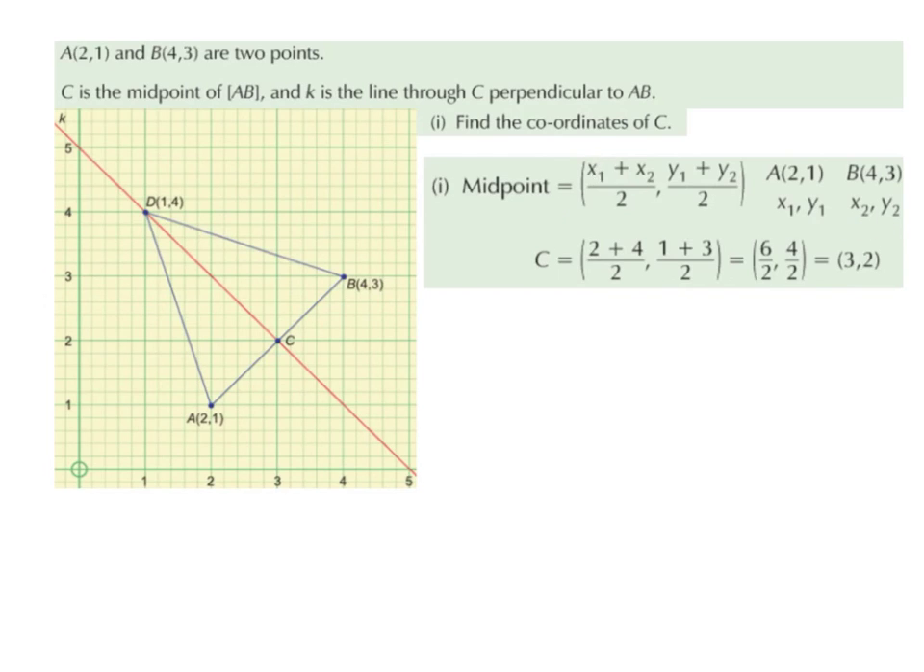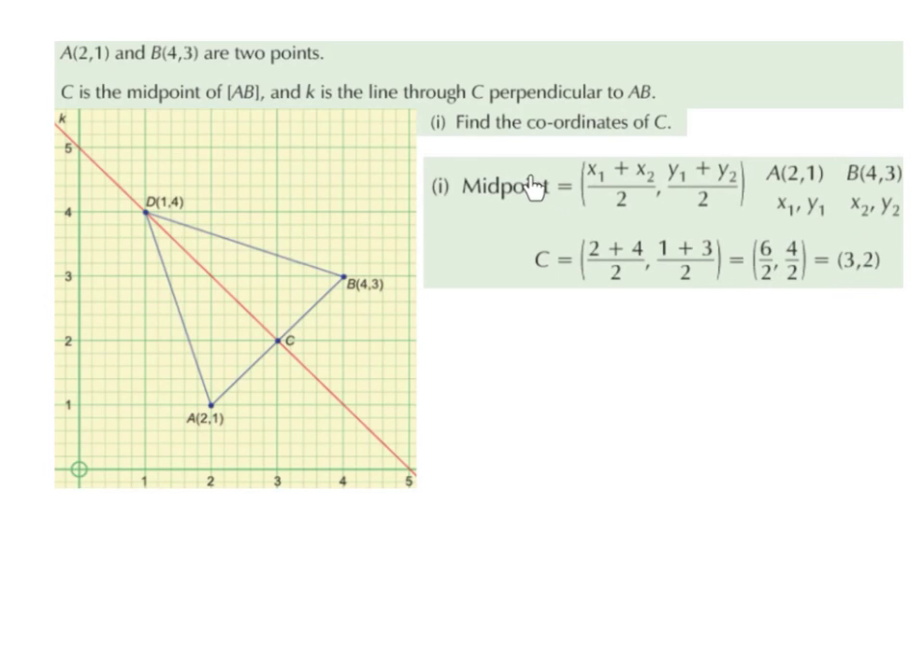We swap x1 for 2, bring down the plus, we swap x2 for 4, swap y1 for 1, bring down the plus, swap y2 for 3, and both of those are divided by 2 with a comma in between. 2 plus 4 is 6, and 6 divided by 2 is 3. 1 plus 3 is 4, and 4 divided by 2 is 2.